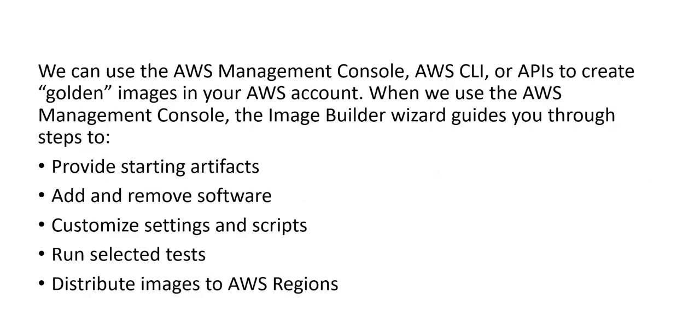We can use the AWS Management Console, AWS CLI, or APIs to create golden images in the AWS account. When we use the AWS Management Console, the Image Builder wizard guides us through the steps. It can provide the starting artifacts, help us in adding and removing software, help us in the customization of the settings and scripts, help us in running the selected tests, and help us in distributing images to AWS regions.